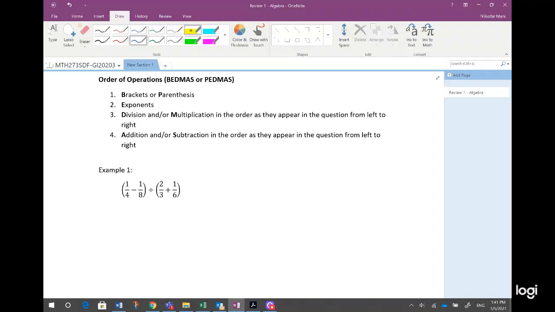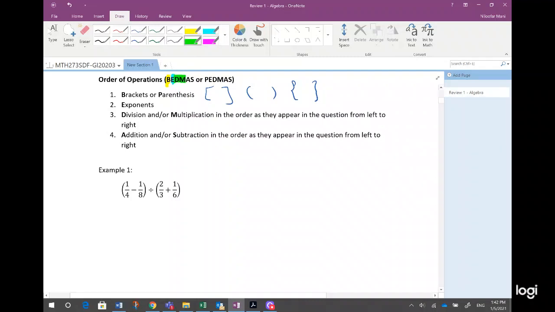Following BEDMAS means I have to do brackets first, or parentheses, or braces. Maybe they have different meanings if you are in a math program, for example, Bachelor of Mathematics. But in this course and your courses, Math 171 and Math 270, in algebra they have the same meaning. They are here for grouping. So I do groups first, and then I go to exponents.